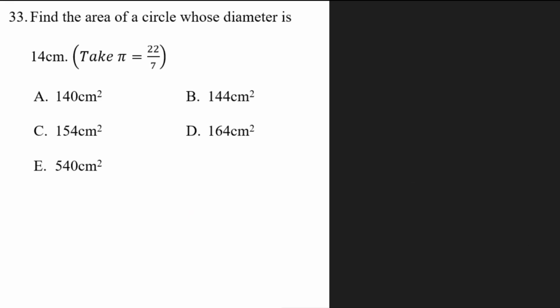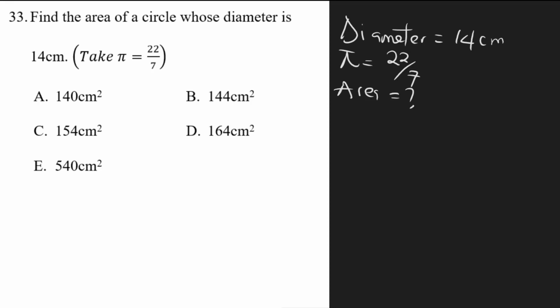So question 33 says, find the area of a circle whose diameter is 14 centimeters. Take pi equal to 22 over 7. So we know that the diameter is 14 centimeters and pi is equal to 22 over 7. And we have to find the area, right?